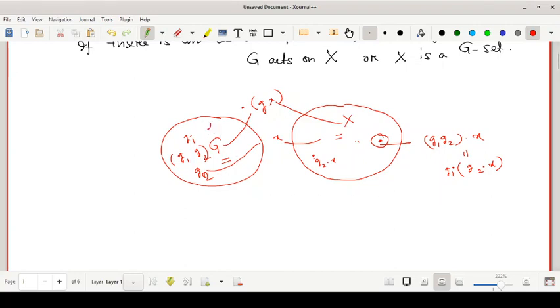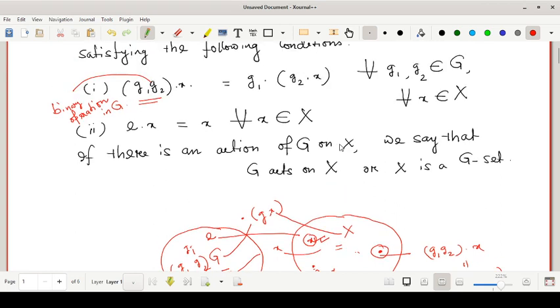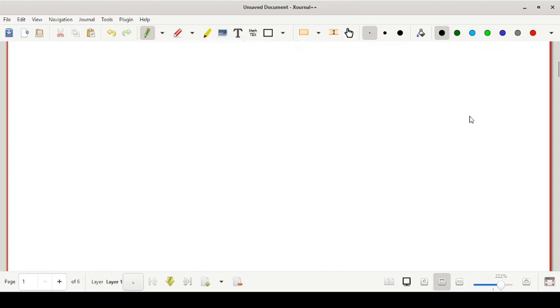And if you choose the identity from the group, and any x from here, the action of the identity on x will give you back x. If these two conditions are satisfied, then the mapping dot from G cross X to X is called a group action. And if there is an action of G on X, then we call X a G-set. So let us see some precise examples. Only an example can make a thing clear for us. So some standard examples, let us see.